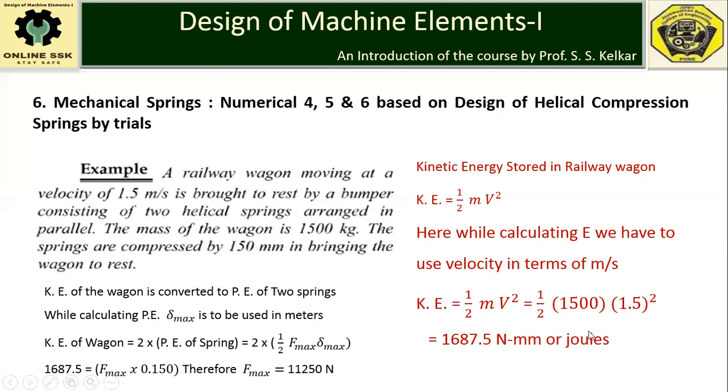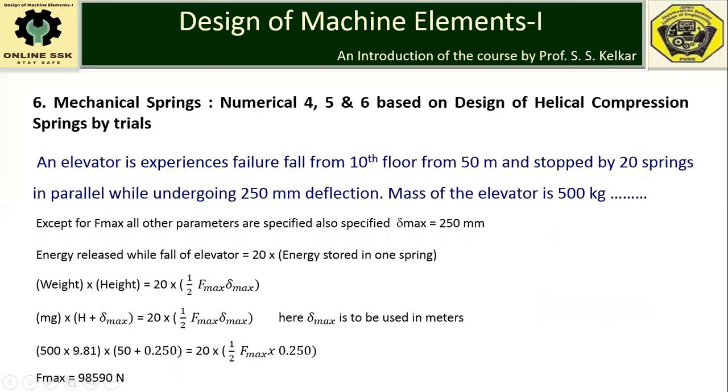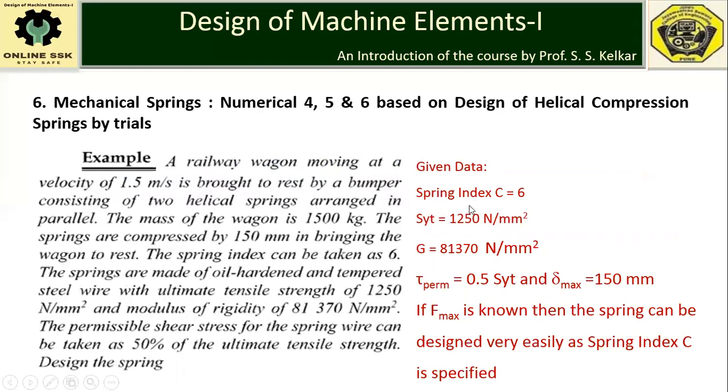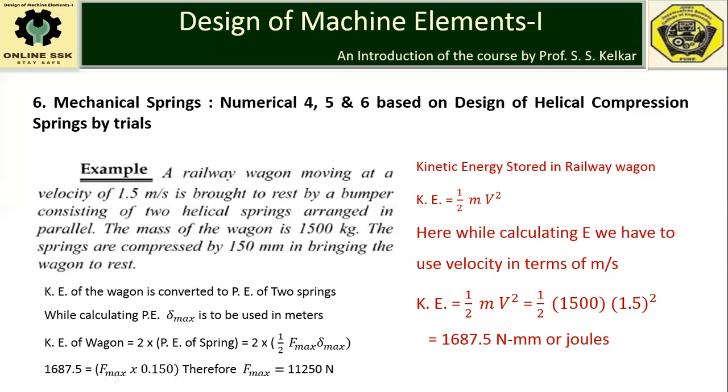So while equating the kinetic energy of the wagon with the potential energy of the spring using linear dimensions in meters, ultimately we arrive at the maximum force, which will be 11250 Newton. Now all the terms are specified, and that's why we are in a position to easily solve this numerical. In this case, the spring index is specified, therefore no need to conduct trials. Directly, the wire diameter will be calculated by equating maximum induced stress with the permissible stress value.